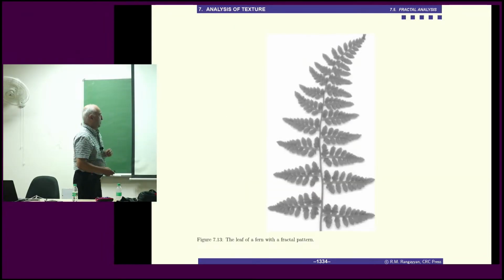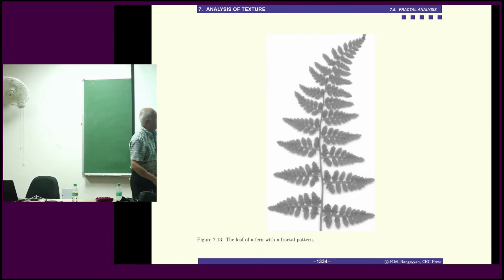So that's a fern leaf from our garden. So the same pattern occurs. The whole thing looks like that. And then you look at one of these, if you were to take this and expand, it will look like the whole thing. And take that and expand, it will look like that, but there is a limit.